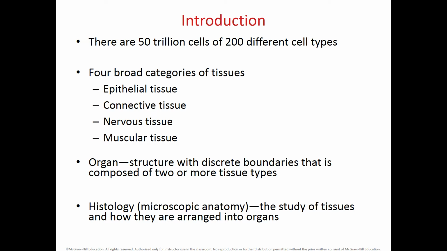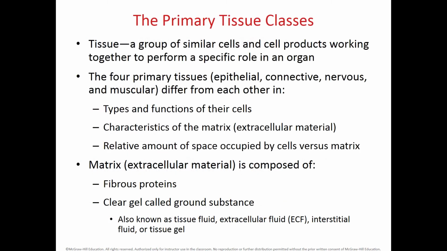Now, in order to study these tissues, we need to have a microscope, and the study of these tissues is known as histology. So, what is the definition of tissue? It's a group of similar cells with similar function and with cell products that work together to perform a specific role within an organ.